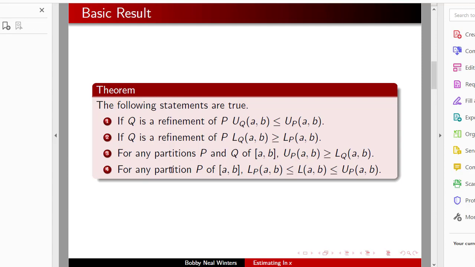Three, for any partitions P and Q of [a, b], U sub P is going to be bigger than L sub Q. Okay, so my U's are just always bigger, over the same interval. And four, for any partition P of [a, b], L sub P of [a, b] is less than or equal to L of [a, b], which is less than or equal to U of [a, b]. Okay, we'll now go through the steps of proving this.